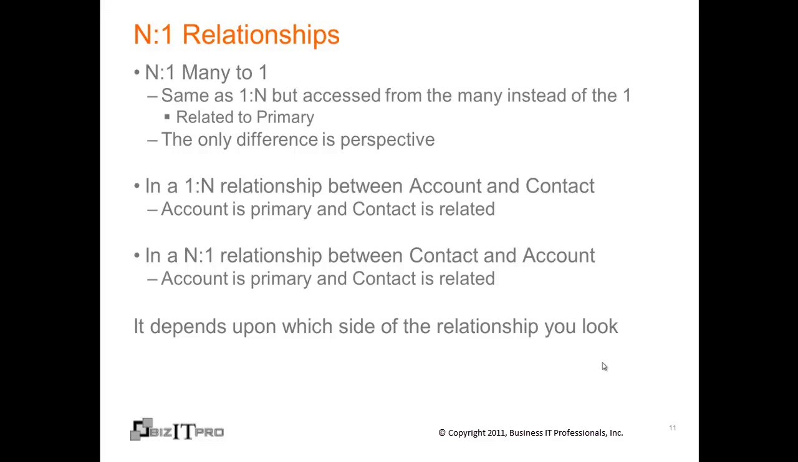N-to-one relationships. An N-to-one or many-to-one is the same as a one-to-N, but just accessed from the opposite direction. So you're looking at it from the many side instead of the one side. So this is a relationship from the related entity to the primary entity, and the only difference is perspective. For example, in a one-to-N relationship between account and contact, the account is primary, and the contact is the related entity. In an N-to-one relationship between contact and account, the account is primary, and the contact is related again. It's the same relationship. You're just looking at it from a different perspective.